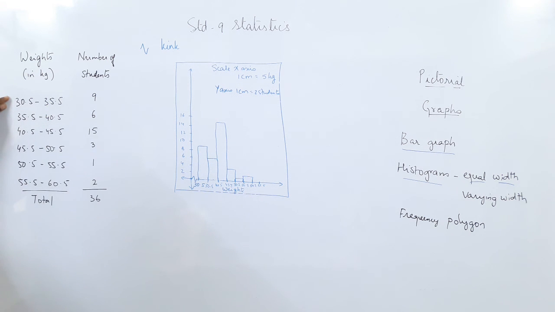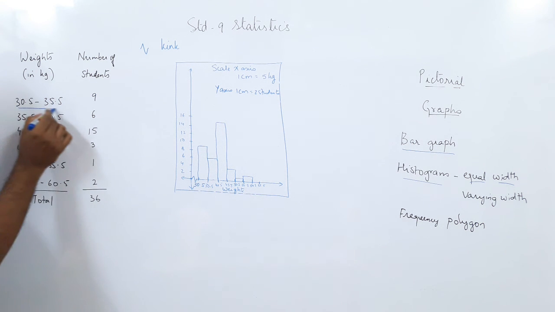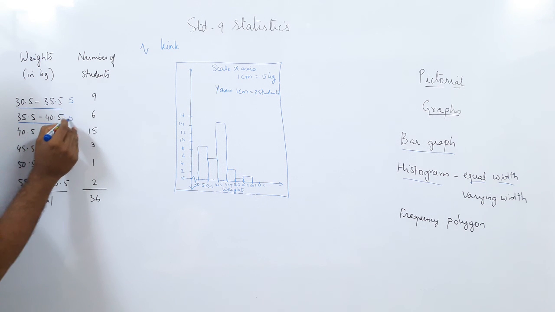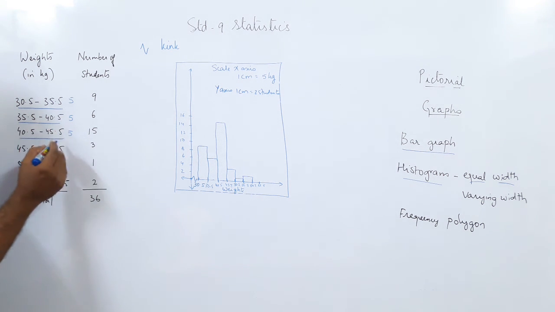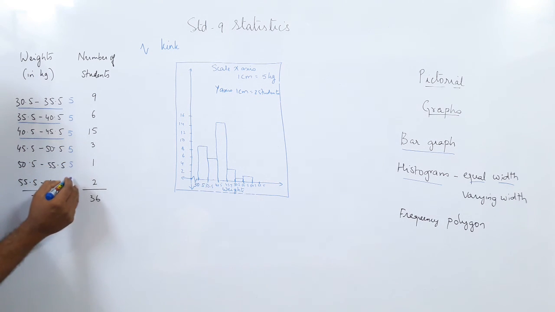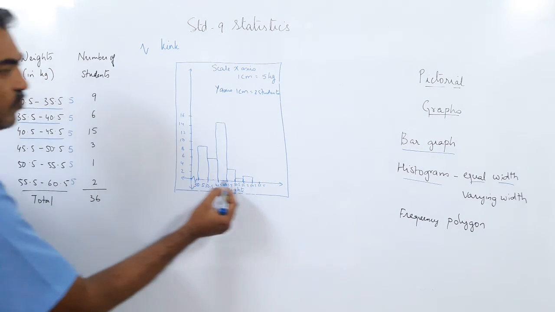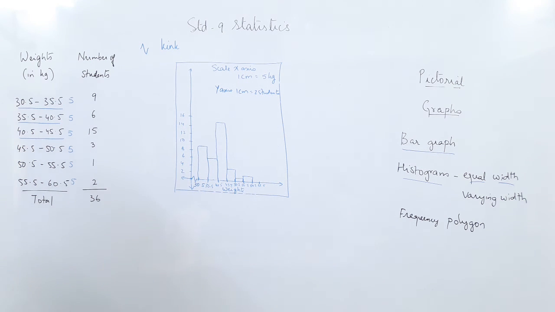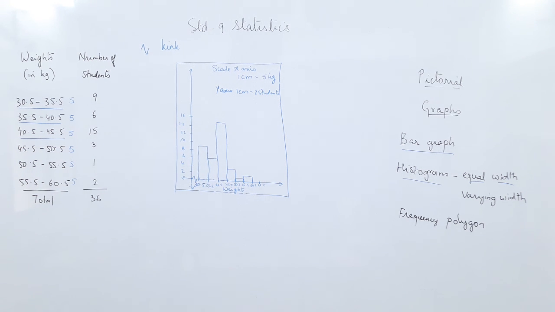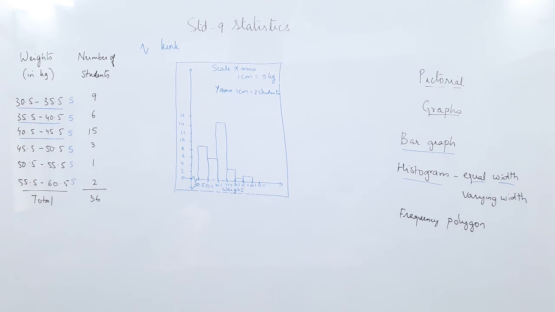Now if this data is not the same, what is this called? It is called the class length. You can see from 30.5 to 35.5 the class length is 5. From 35.5 to 40.5 the class length is 5. So this is called the class length. The class length is 5 for all. Because it is equal, we got equal width. Now if we go for data which doesn't have the same class length, then we will get a histogram of varying width. Let us work out an example.